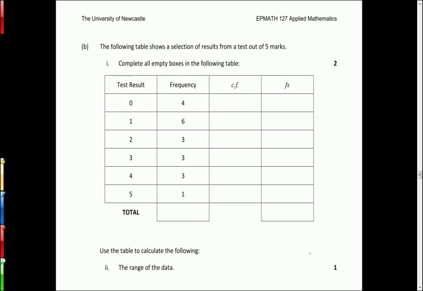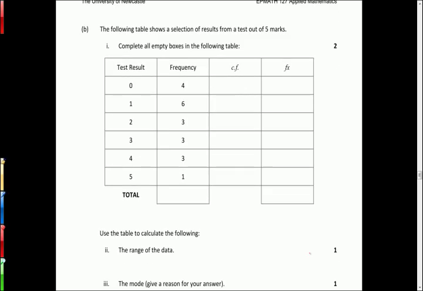The following table shows a selection of results from a test out of 5 marks: 0, 1, 2, 3, 4, or 5. But there's 4 of them, 6 of them, so initially don't think 1, 2, 3, 4, 5, 6, that there are 6 people. No, it's not one person got each mark, it's just the range of marks that happened. 4 of them got 0, 6 got 1s, 3 got 2s, and so on. So what's the total number of people in this class?